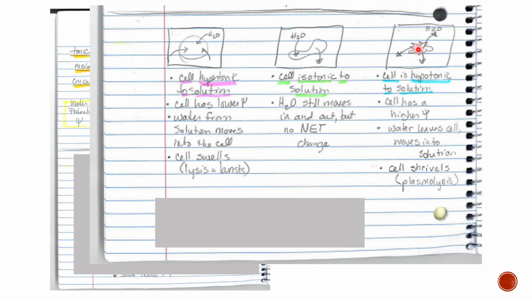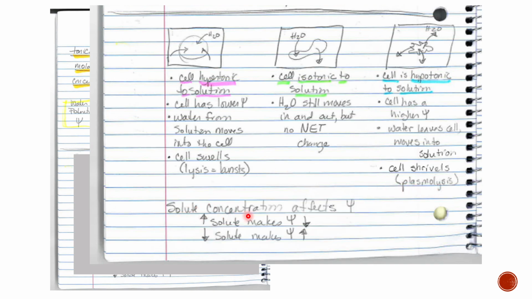So this cell has a higher water potential. The water has lots of potential to move, and it's moving. It's leaving the cell. Water leaves the cell and moves into the solution. The cell shrivels, and that's called plasmolysis.